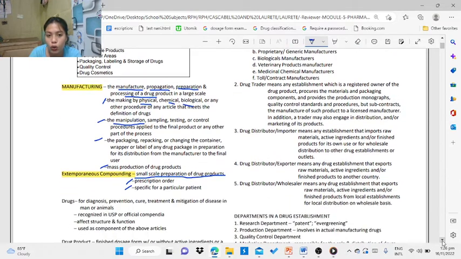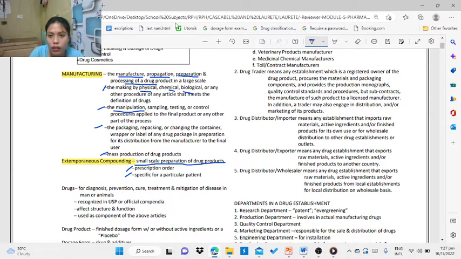So now let's go to the extemporaneous compounding. When we say extemporaneous compounding, it is a small scale preparation of drug products, for example, a prescription order specific for a particular patient. So extemporaneous compounding is what we apply in the community pharmacy, where a physician will prescribe a certain drug for that patient and that is only for that patient. For example, a suspension.